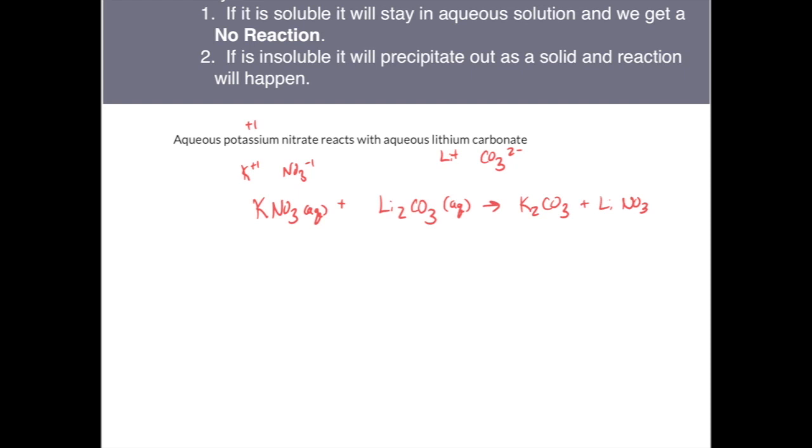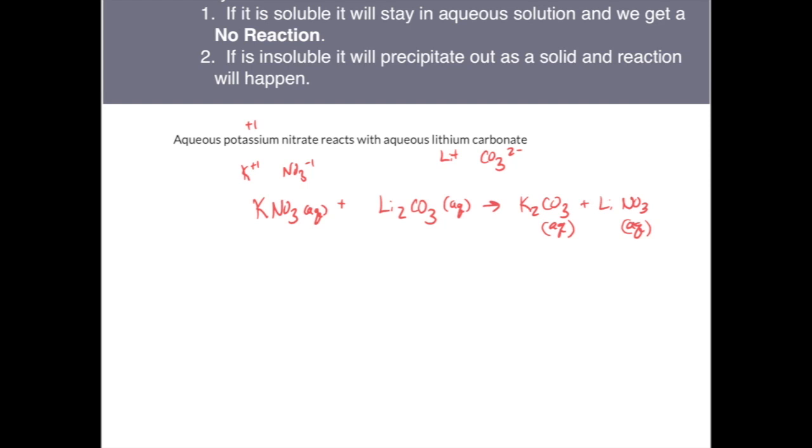Now I check both of these products to see if they're soluble. And I look on my sheet and I see that carbonates are typically insoluble except for potassium. So that means this is aqueous. I'll put a little aq underneath. And the next one is lithium nitrate. And I look up on my sheet, it's the top one. Nitrates are all soluble, which means they dissolve. So this one is also aqueous.